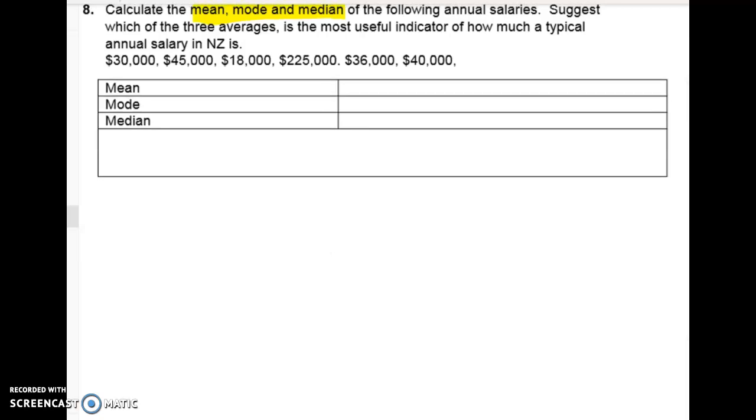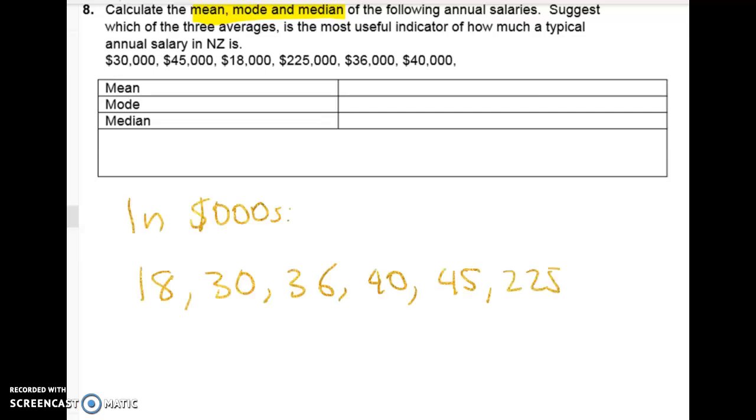Right, so let's pause and put those numbers in order. I'm not going to write the thousands out every time. I'm just going to write 30, 45, and so on. Okay, so there we go. We've got the income figures, salaries for 6 people, and there is no mode, right? These values are all different. So there's no mode, but we can find the median, right?